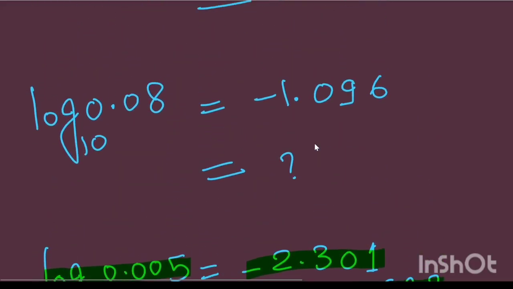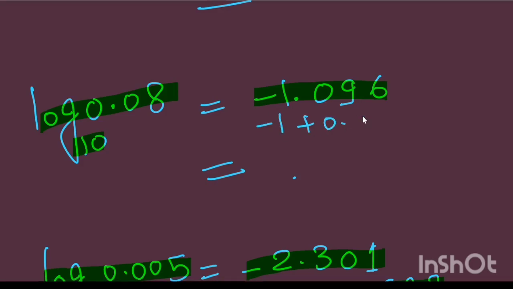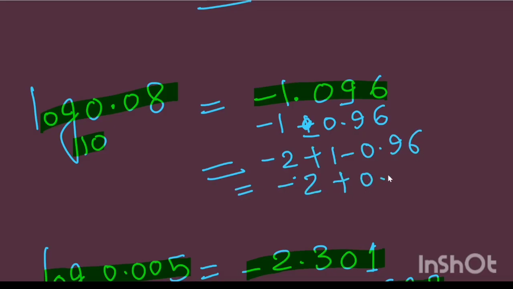Like here also, if log 0.08 base 10 is minus 1.096, then it is expressed in terms of c and m as follows. Minus 1 minus 0.096, which is minus 2 plus 1 minus 0.096, which is minus 2 plus 0.904. So this is the mantissa, which is a positive fraction. Minus 2 is an integer.